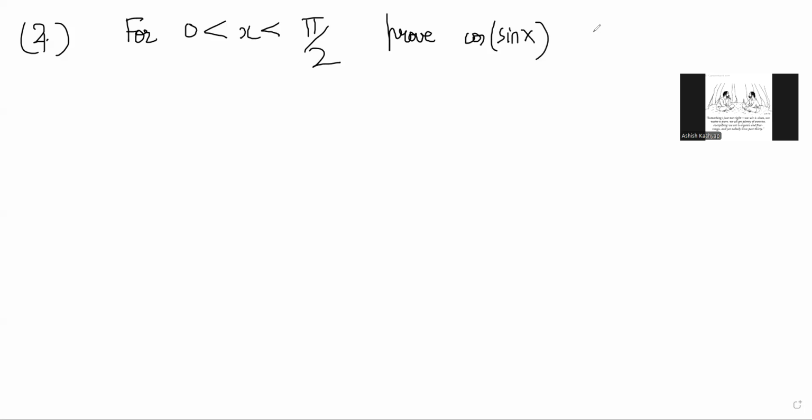The second question was this one. For 0 less than x less than pi by 2, you have to prove that cos of sine x is greater than sine of cos x. Okay. Anybody has tried this?